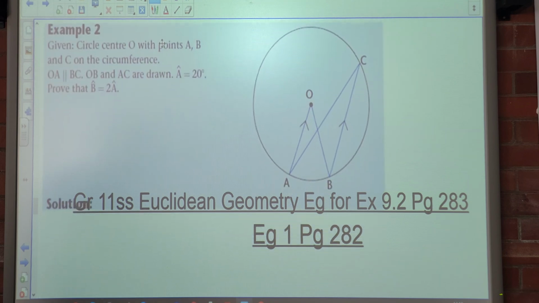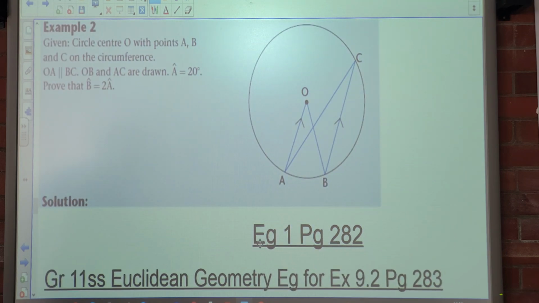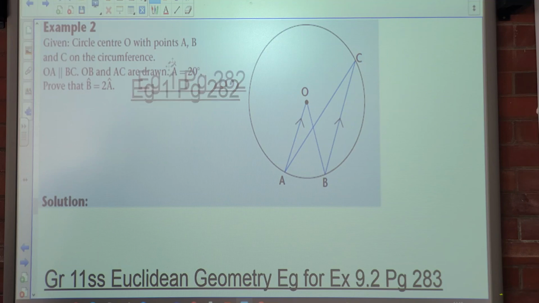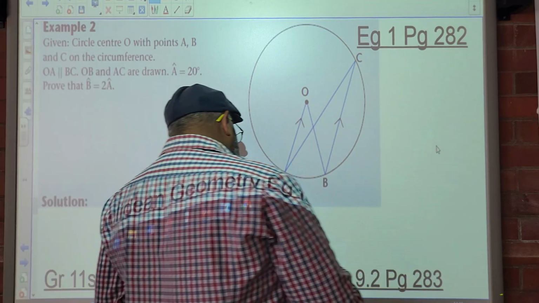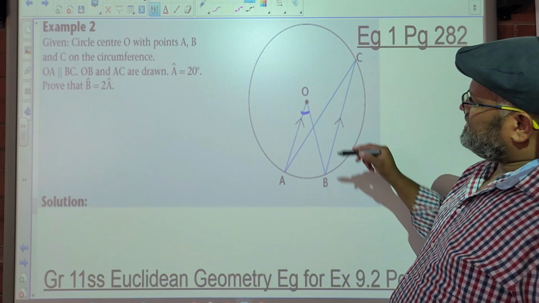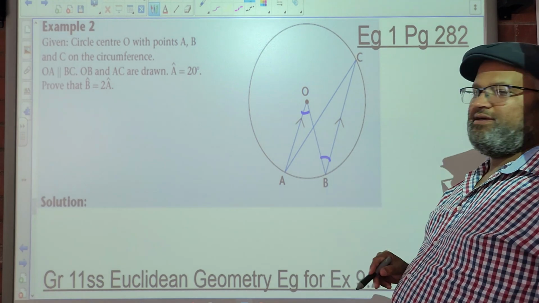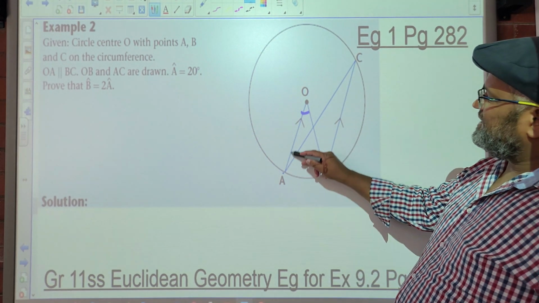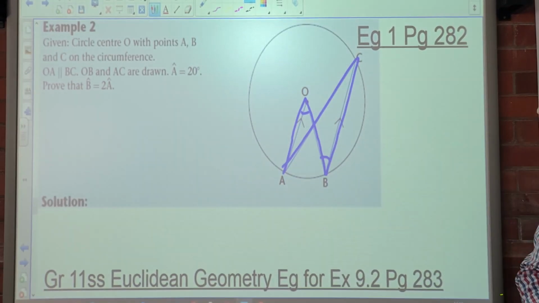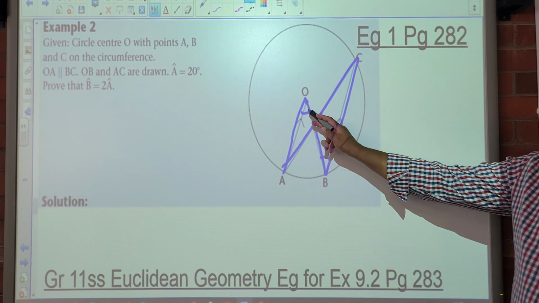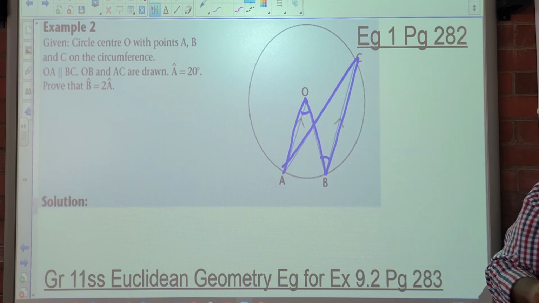Example 2. In example 2, we are given circle center O with points A, B, and C on circumference. AO is parallel to BC. People, if AO is parallel to BC, what do we know? Angle O is equal to angle B. Why? Alternate angles. What's the relationship between O and angle C? Angle at center, it's going to be double angle at circumference.